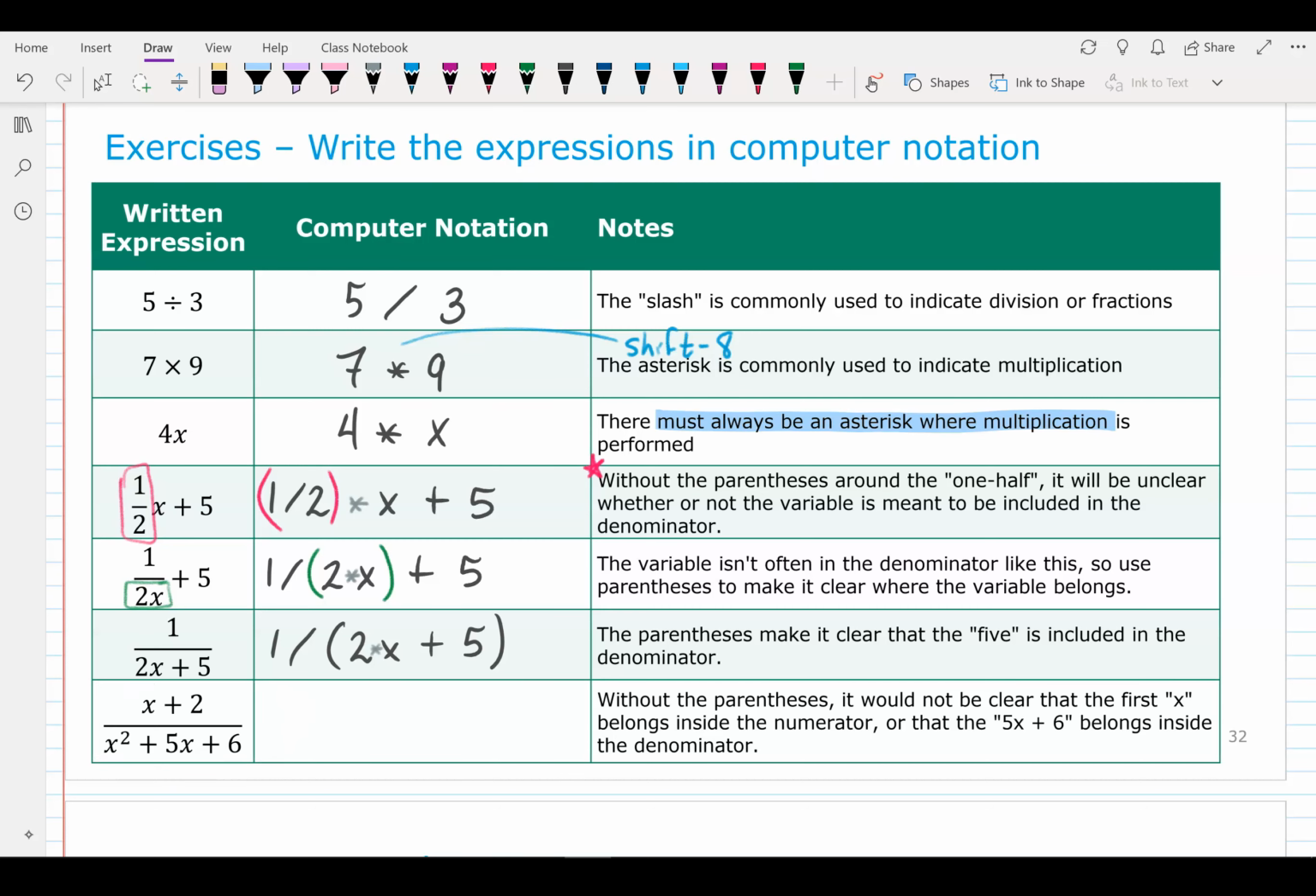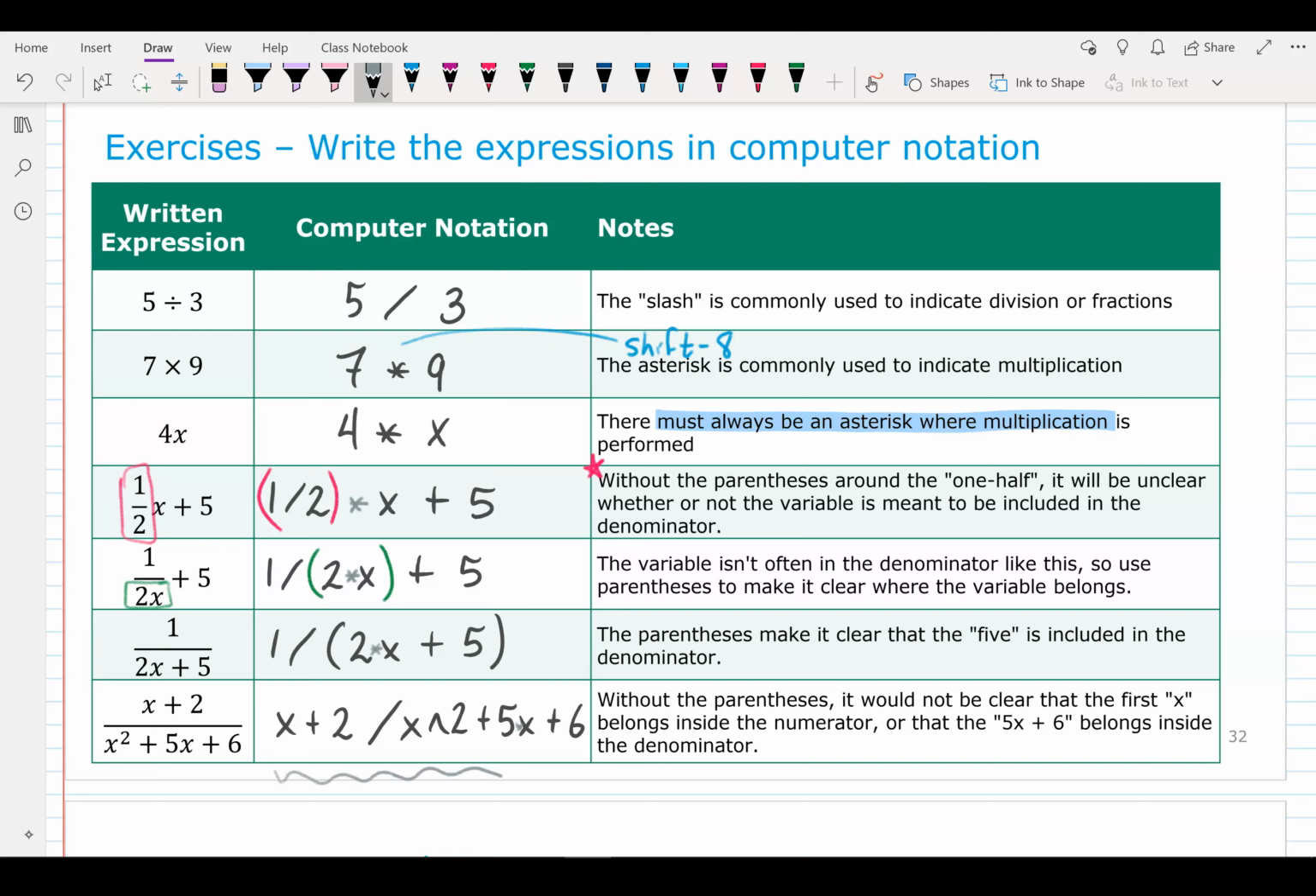fractions, it says here, without the parentheses, without the brackets, it would not be clear that the x plus 2 belongs inside the numerator or that the x squared plus 5x plus 6 belongs inside the denominator. What the heck is it talking about? Well, let me just write it as I see it. x plus 2 divided by x power 2 plus 5x plus 6. I'm leaving the asterisks out here, but I'll add them in just a little tiny and sneaky. That is not clear to a computer.